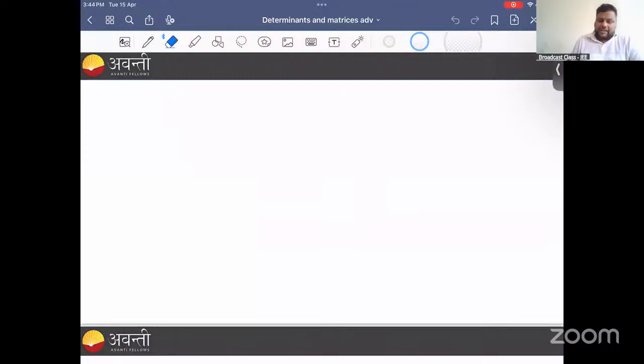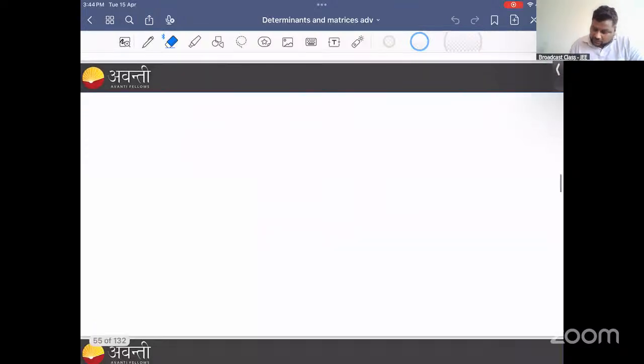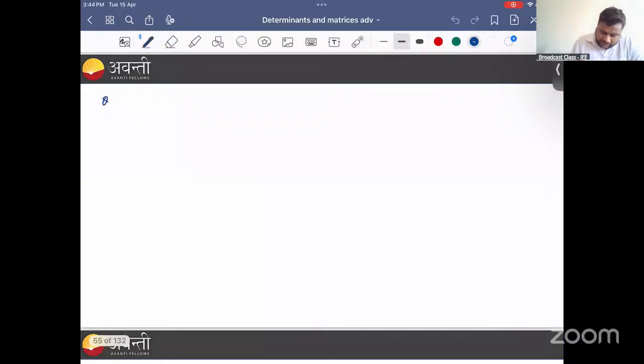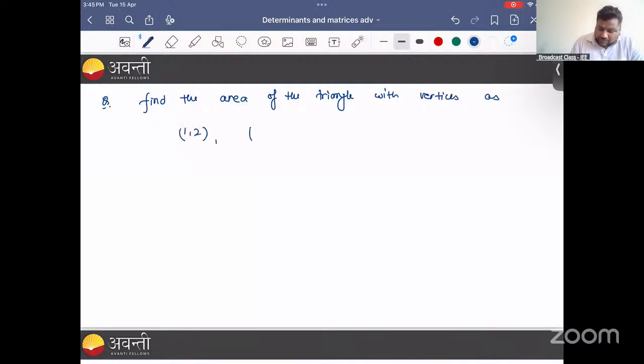So those were the applications of determinant. Now we will go with a few questions. Find the area of the triangle with vertices as (1, 2), (4, minus 1) and (3, 6). Yes, please. Tell me the answer.